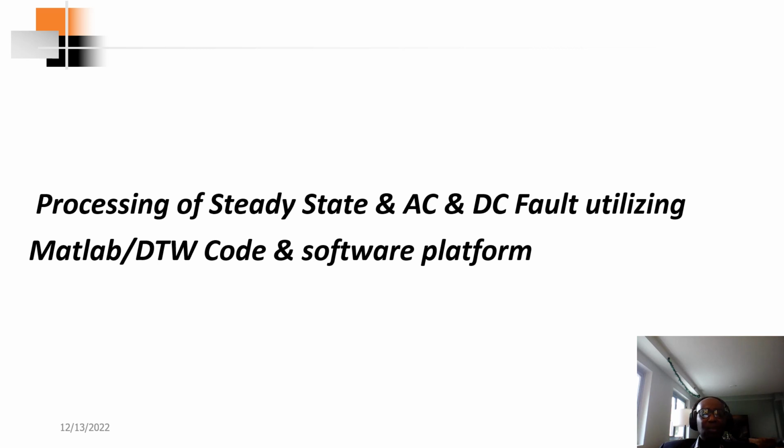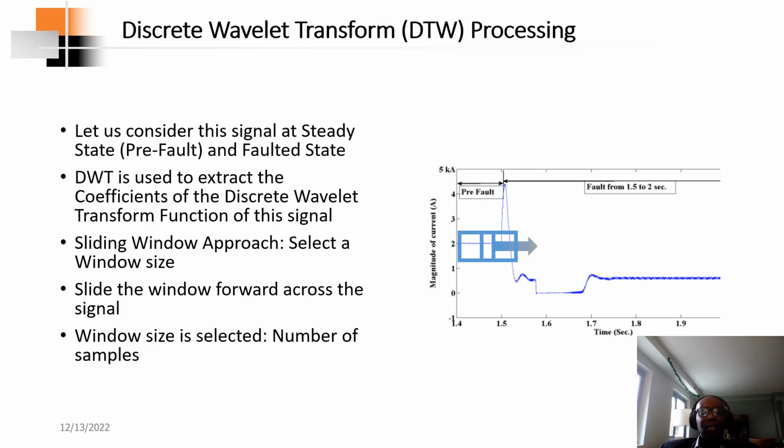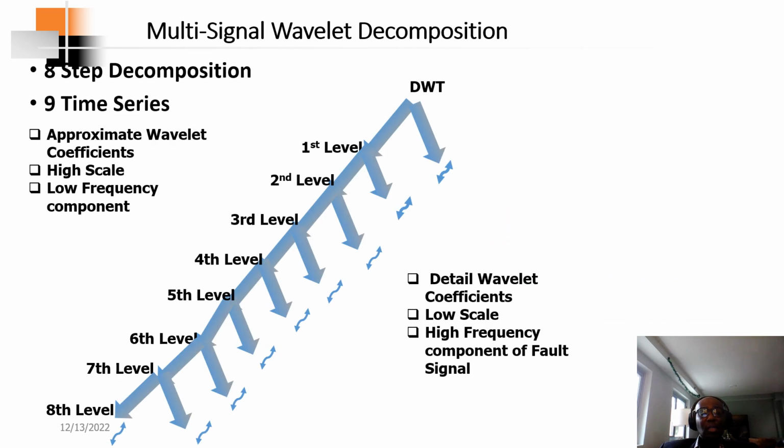Okay, so now let's talk about the processing. The goal is utilizing the discrete wavelet transform. You have a signal, and you have a sliding window and an increment, and you are increasing the sliding window until you capture the fault. So I'm utilizing a multi-signal wavelet decomposition with an 8-step decomposition level. I selected 8 steps considering the computational burden.